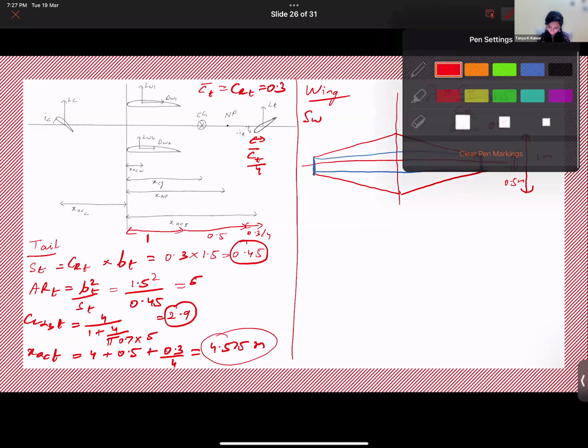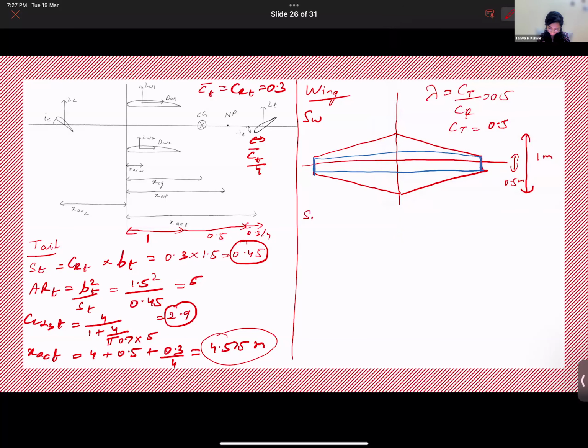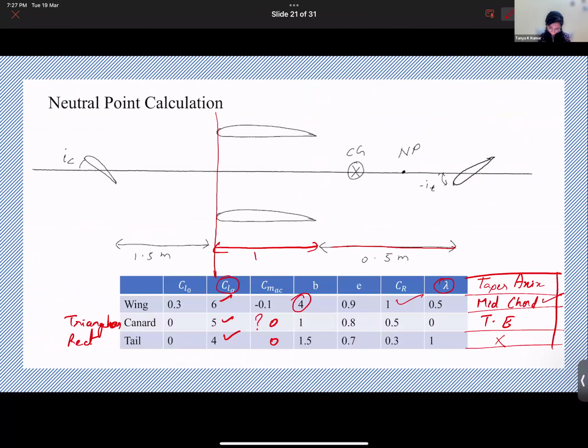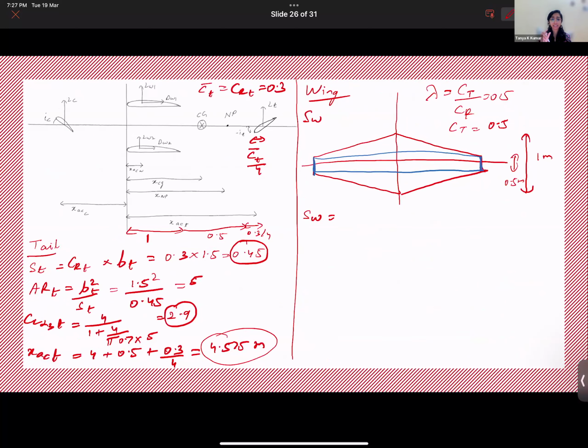Now S wing. How do you find out this? Area of the wing is? The span of the wing was also given to you, correct? So span is 4. So let's take area of the rectangle first, the blue rectangle. It's just 4 into 0.5. Then what about the triangular areas, two triangular areas? Plus.